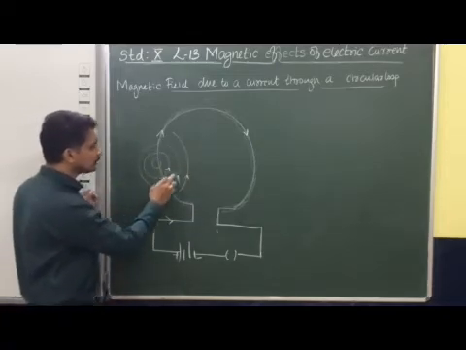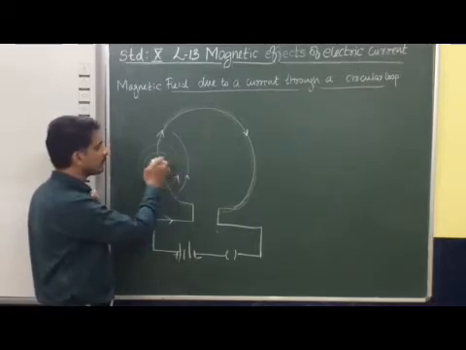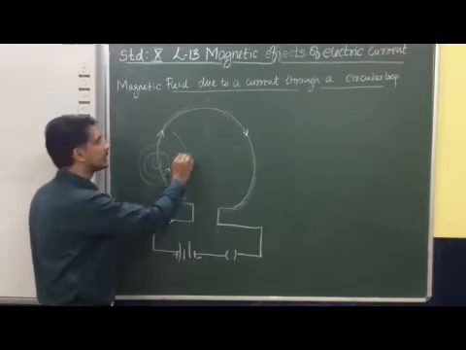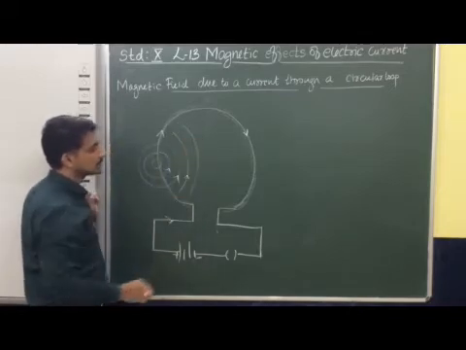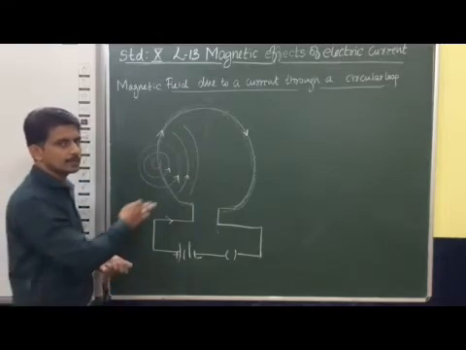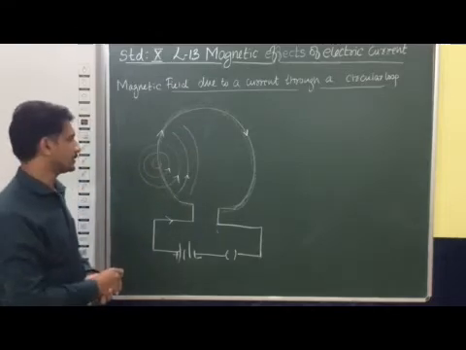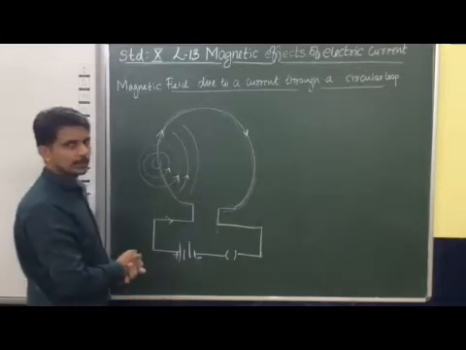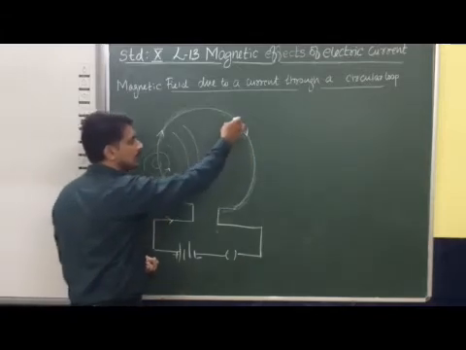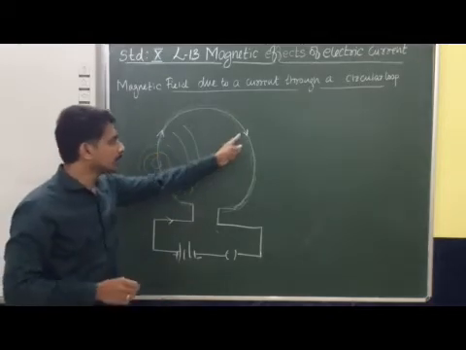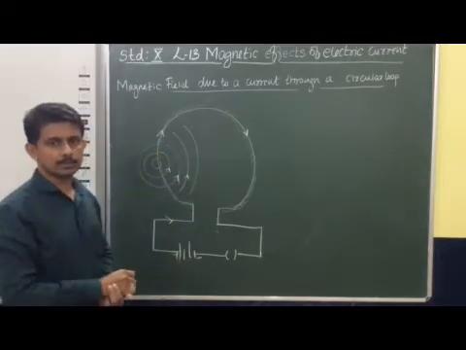One more thing you can observe is that as you go away from this current carrying conductor, the strength of the field decreases. The curves of these lines show that the strength of the field lines is decreasing. Now similarly you can consider the other side also. On the other side the current is flowing in the downward direction.